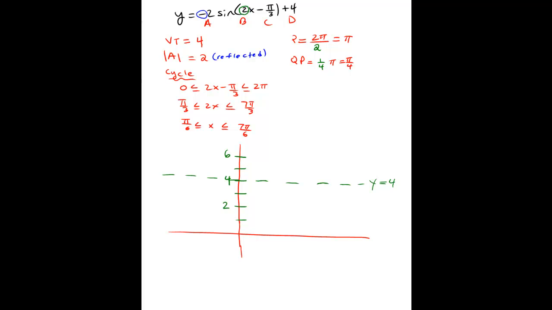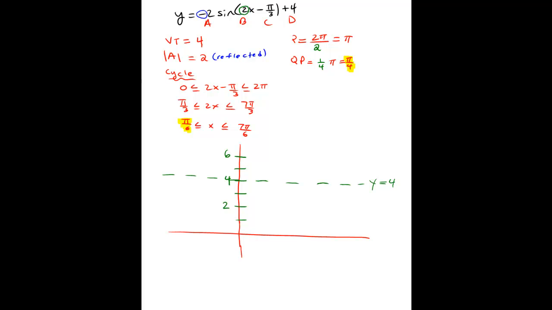So my graph's going to bounce between 2 and 6. All right, now I need to label the x-axis. So to label the x-axis, what I usually do is I look at my quarter period, which is this number right here. My starting point of my cycle, and my quarter period. Now notice right now that they do not have the same denominator. And let me explain something here.